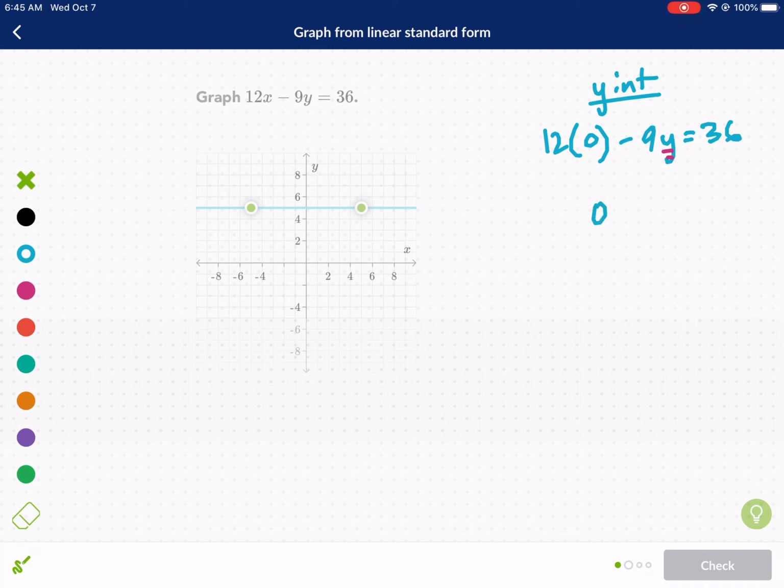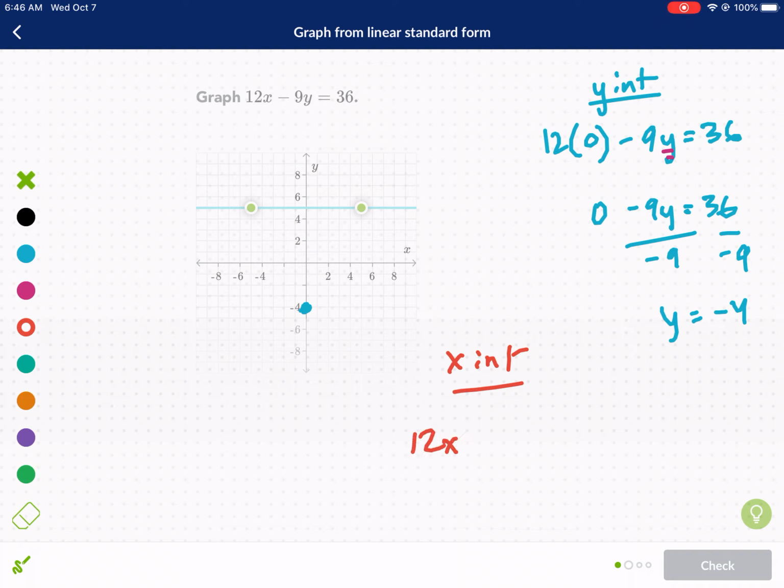So this becomes 0 minus 9y equals 36. We divide by negative 9 to both sides, and we get y equals -4. So our y-intercept is right there. Let's jump to our x-intercept. Plug in 0 for what now? We're going to plug it in for y. So 9 times 0 equals 36. We get 12x equals 36. After we divide by 12, we get x equals 3.